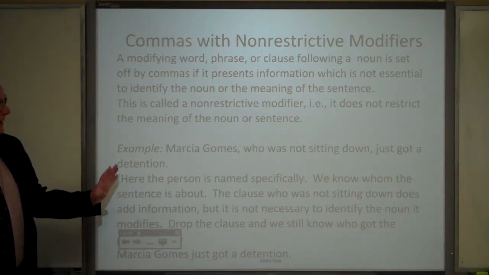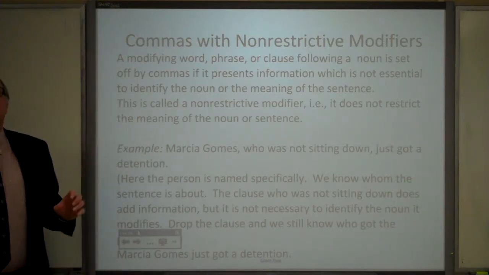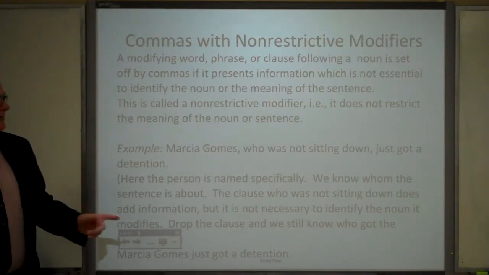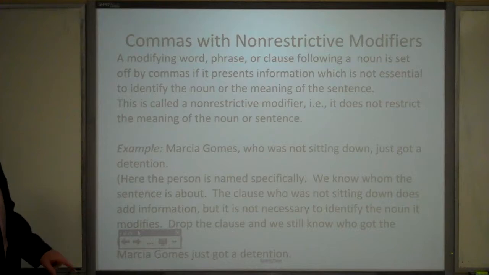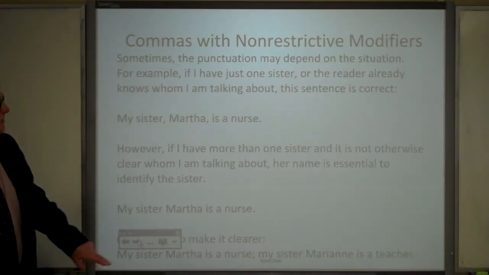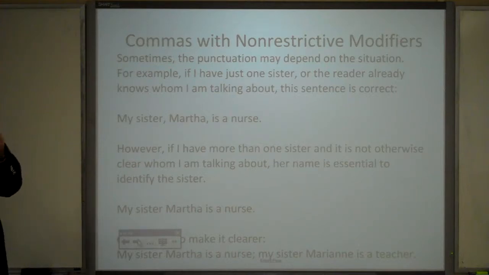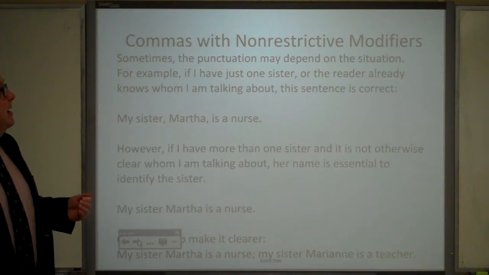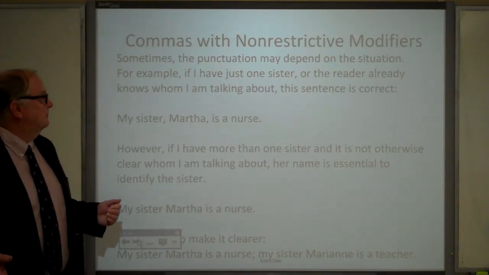So if it's non-restrictive, if it doesn't restrict the meaning of the sentence, then it's set off by commas, if the modifier follows the word it modifies. Okay? Now, sometimes the punctuation may depend on the situation.